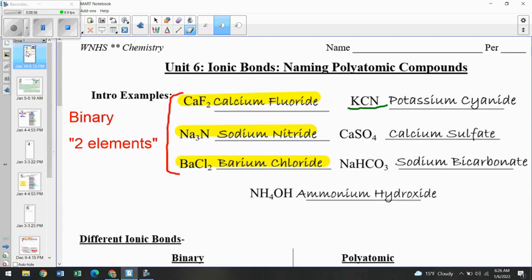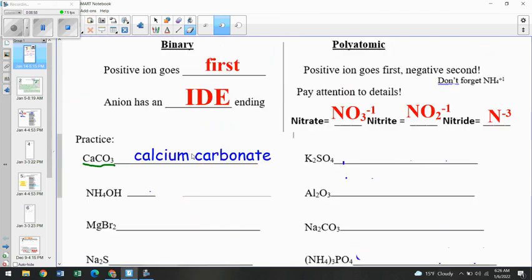So, all right. I'm coming back here. I'm just going to start by writing that name. Okay, ammonium, just like that. There we go. Okay, and then OH. What does OH stand for?